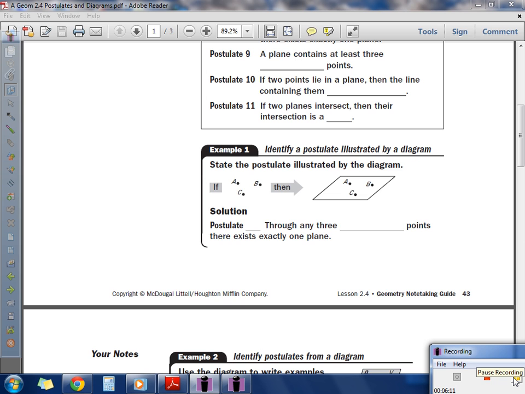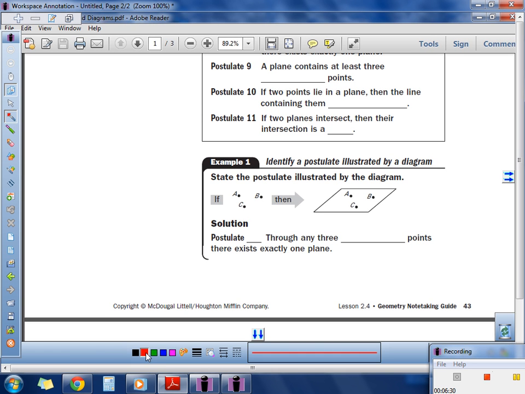On example number 1, it says, state the postulate illustrated by the diagram. So we drew these postulates earlier. This one says, if we have 3 points, then we have 3 points on a plane. Which postulate number states that? 8. So postulate number 8. It said, through any 3 non-collinear points, there exists exactly one plane. That's not bad at all. Let's look at the next one.